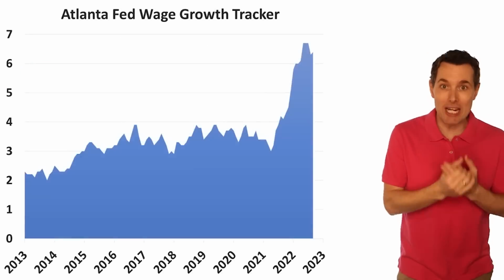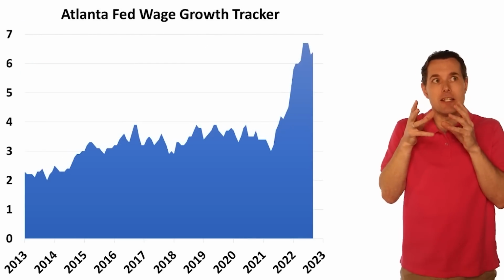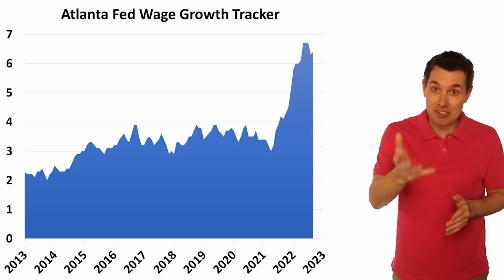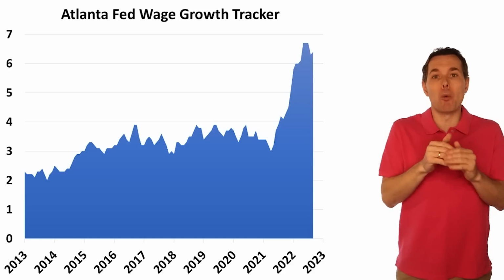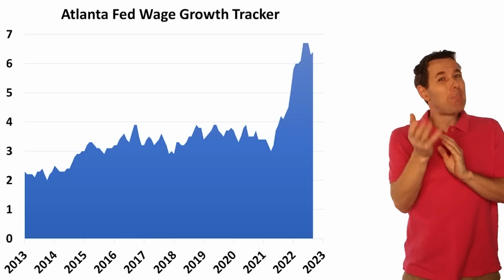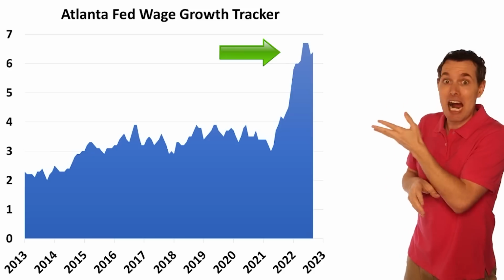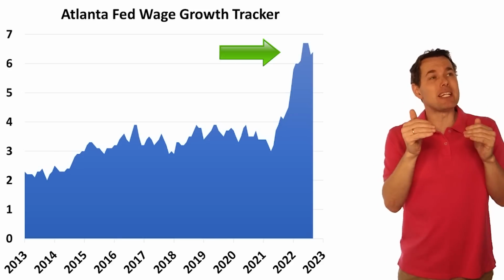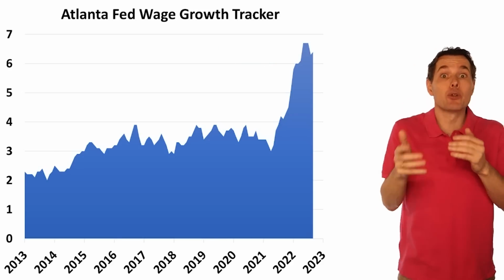Okay, now we're going to go to the other side of inflation, and that's looking at the growth in wages. So this is the wage growth tracker that the Atlanta Federal Reserve puts out. And we can see that wages have been higher recently. So overall, year-to-year increases in wages have been up. But over the past few months, although they've been at a higher level, they haven't been quite as high as inflation has been until just recently.